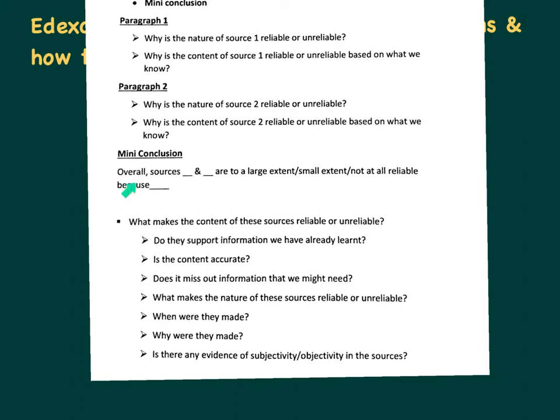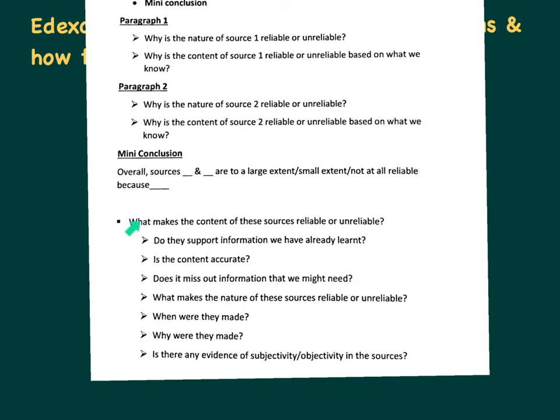Mini conclusion: overall, sources B and C, or whatever it might be, are to a large or to a small extent, or not reliable at all because, or source A is more reliable than source B because, or whatever else it might be. So a mini conclusion stating what you have found.